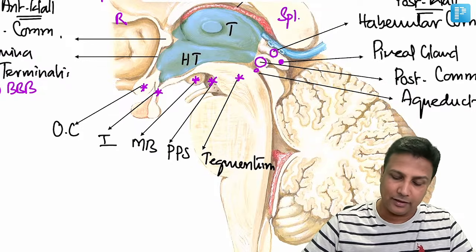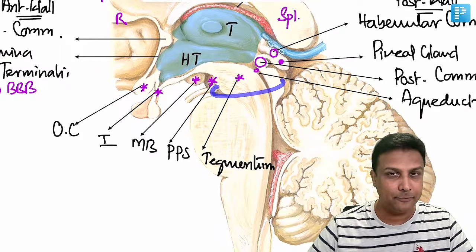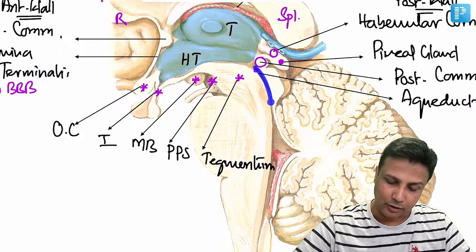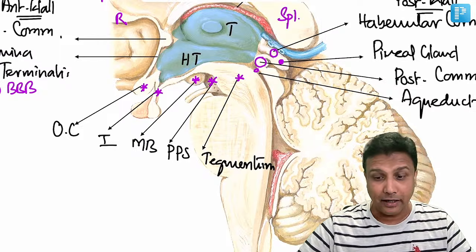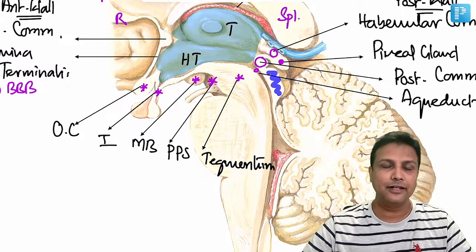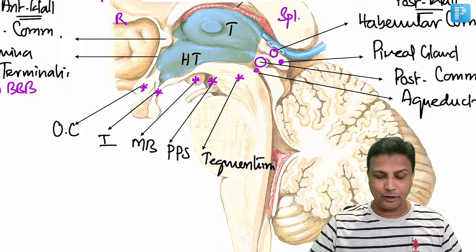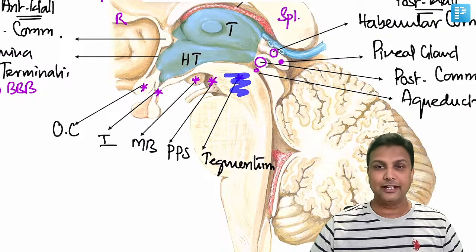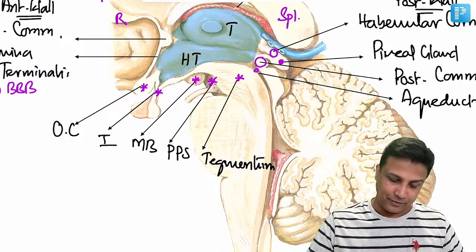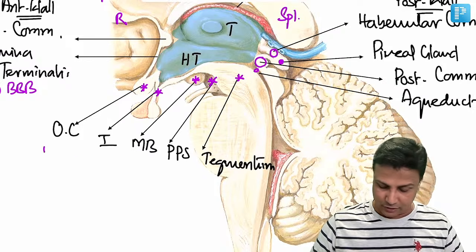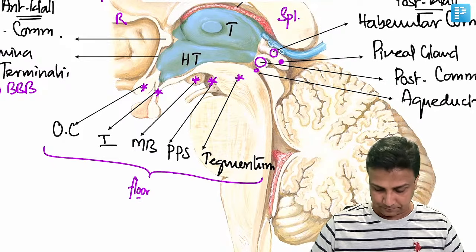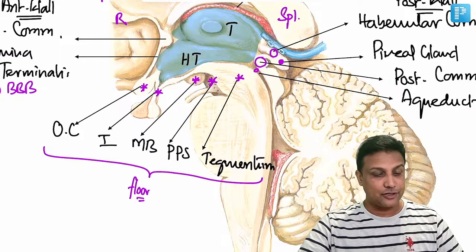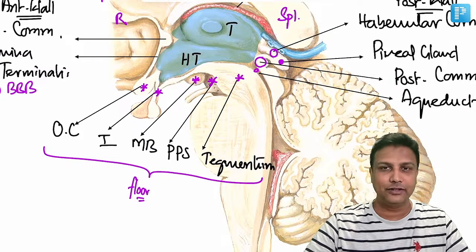We all know very well this entire thing here will be the midbrain. In the midbrain, there will be the aqueduct of Sylvius passing from here, and that is an important landmark. Whatever part you find behind the aqueduct is the tectum part, and the part in front of the aqueduct will be the tegmentum part. All these structures together are going to form the floor of the third ventricle.